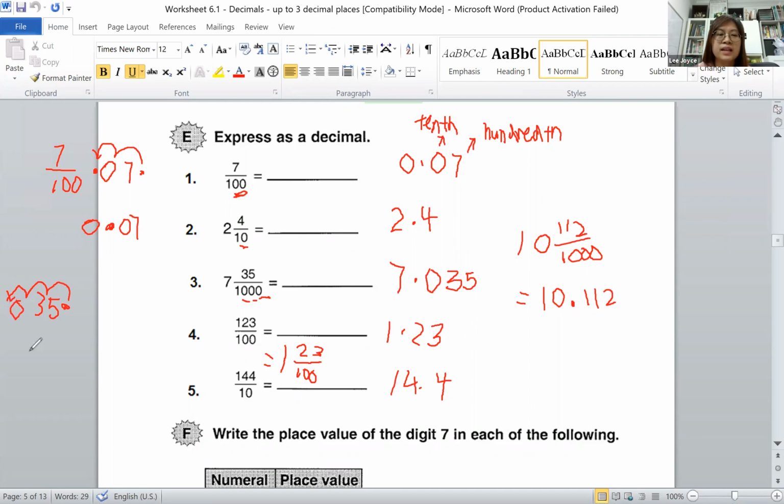So that's how I get the answer as 0.035. Okay, and since this is 7 ones, then I put a 7 here. So this is how I get 7.035. Right, so the shifting of the decimal place can only be used if the denominators are in terms of tens, hundreds, or thousands. Okay, ready everybody?